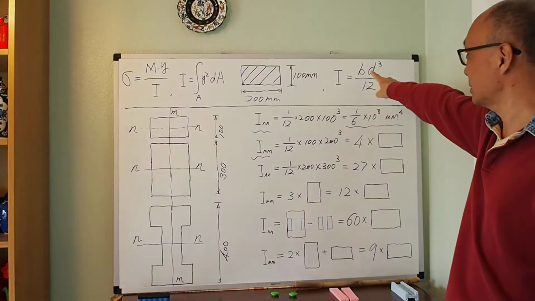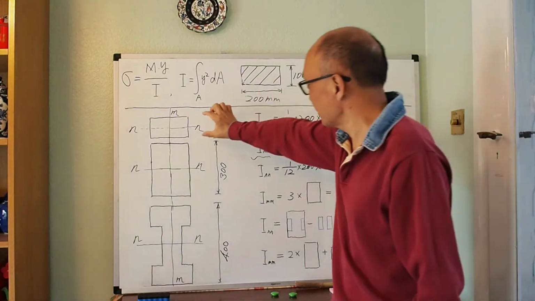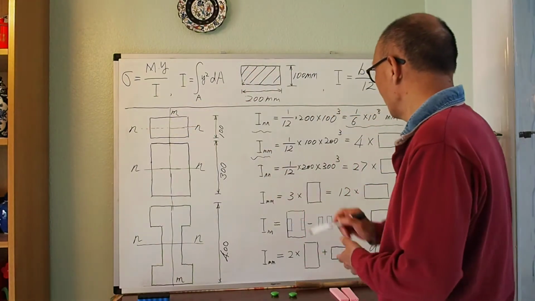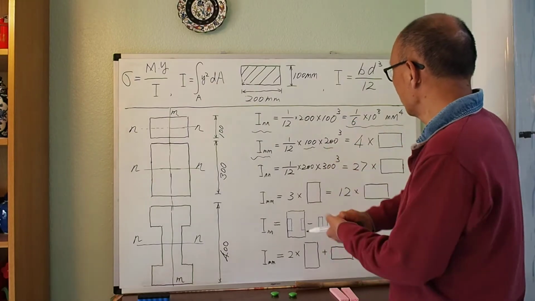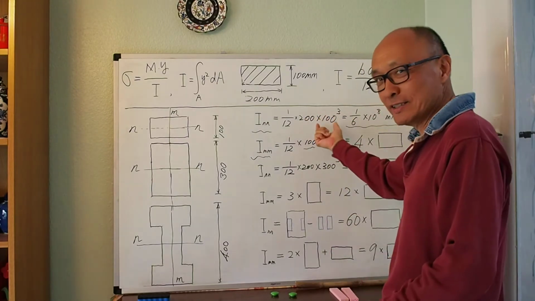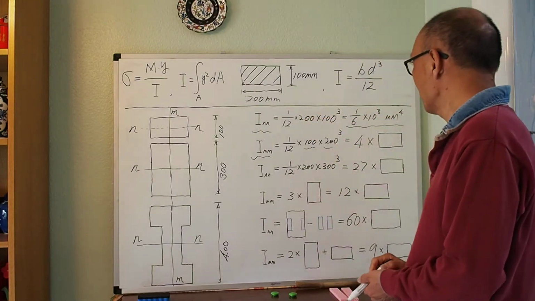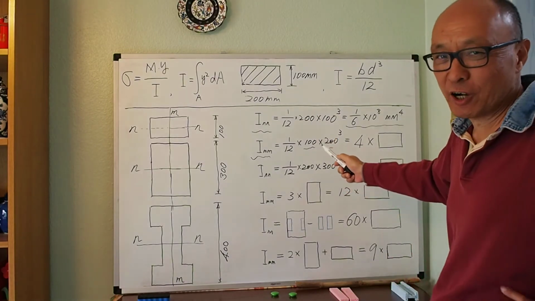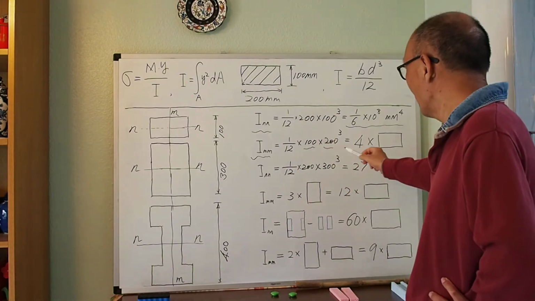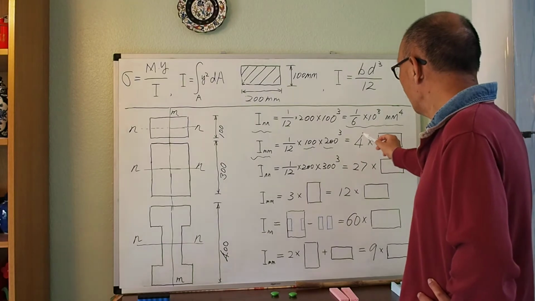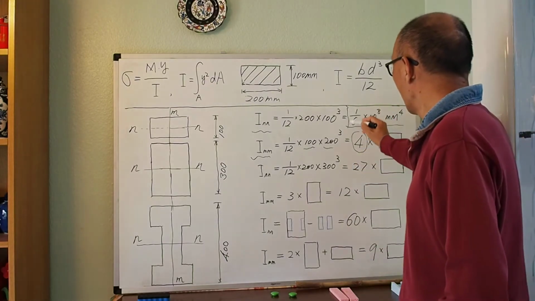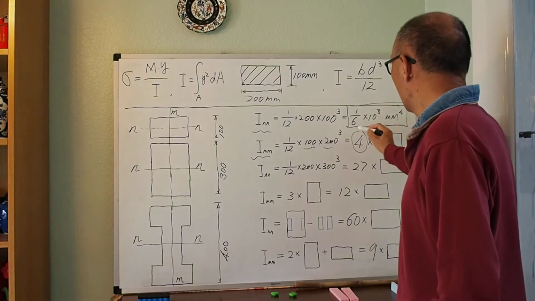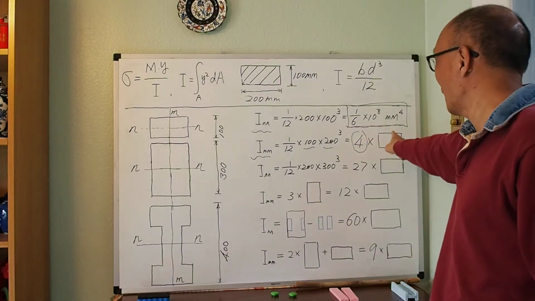Yeah, look at that equation, b d cubed over 12. So this is b, this is d. So you do 1 over 12, 100 times 200 to the power 3. So these two numbers swap places. You can do that calculation yourself, it's a simple calculation. You end up with a value which is 4 times bigger than that value there. So I do 4 times that.